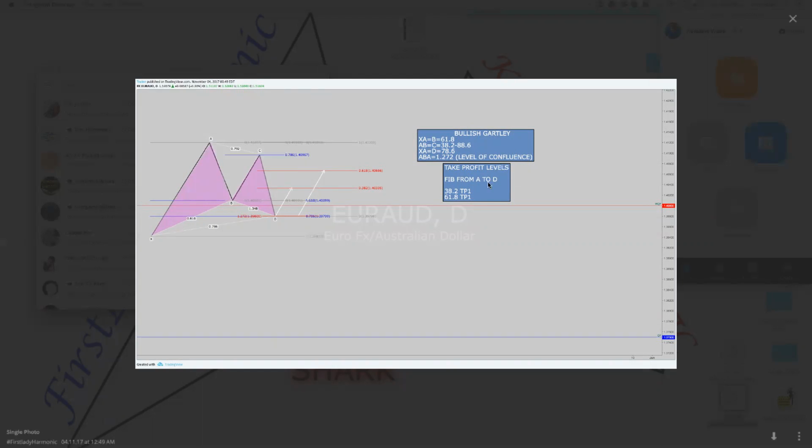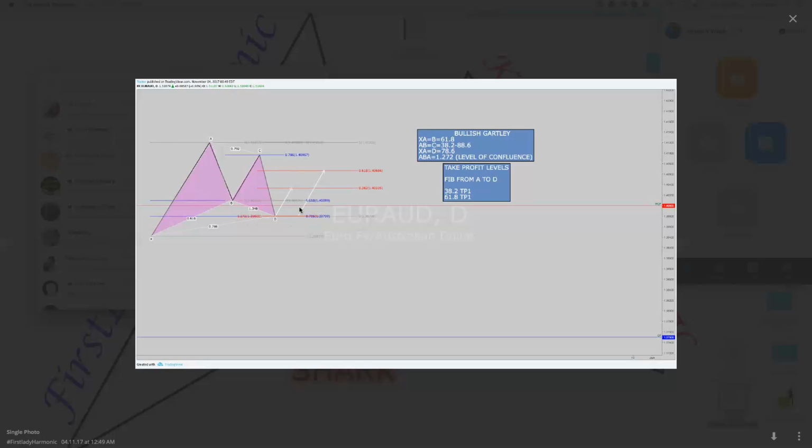This one says take profit 1, but it should be take profit 1, take profit 2. And you see it's actually all drawn out here. So from your X to your A, your B will be a 786. Your C could be anywhere from a 382 to a 886. You see here it landed on the 786. Your D point would be a 786 here with a confluence level of 1272.